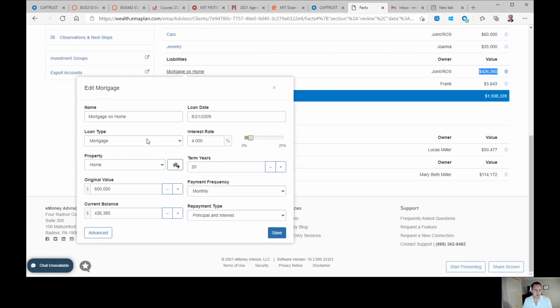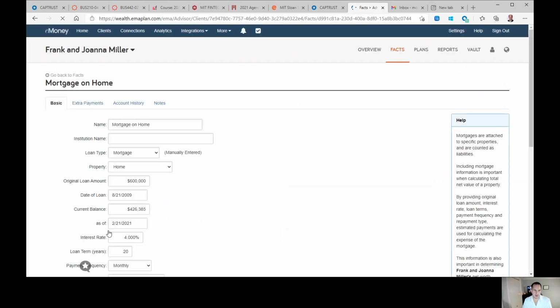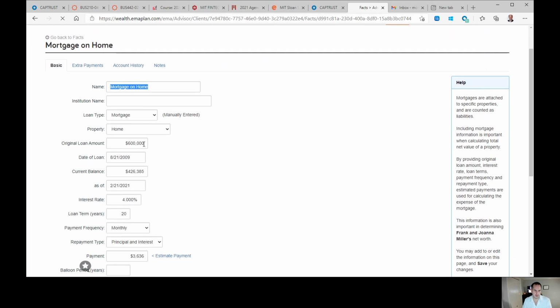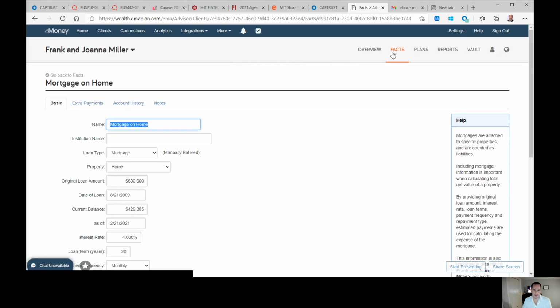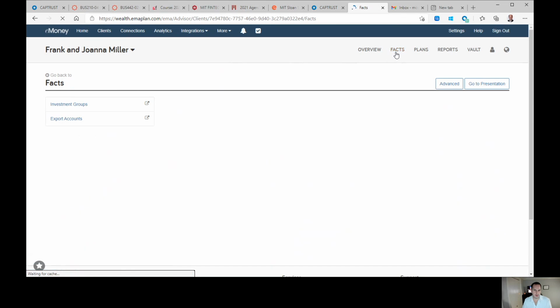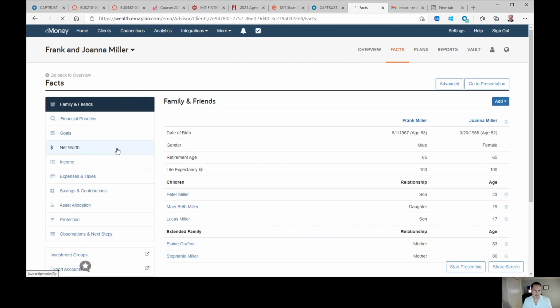We can click into that mortgage. It gives us the basic information of the mortgage, how many years are left, the original value, current balance. You can go in this advanced tab here and get significantly greater detail, estimated payment, things of that nature. Going back to facts.